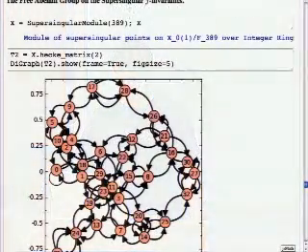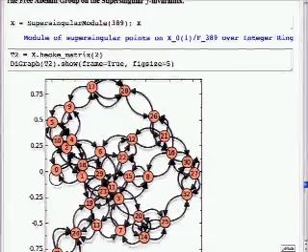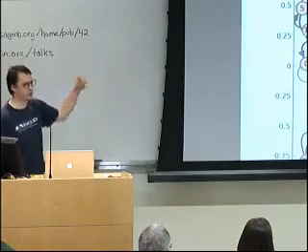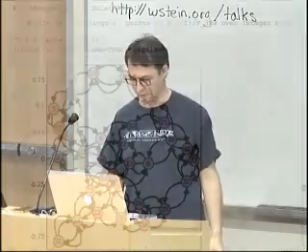Okay, here's a picture of the supersingular module. So there's one little circle there for each supersingular j-invariant in characteristic 389. And then this is the 2-isogeny graph. So every time there's a 2-isogeny from one of the curves to another one, there's a little arrow in that direction. And you can see it right here.